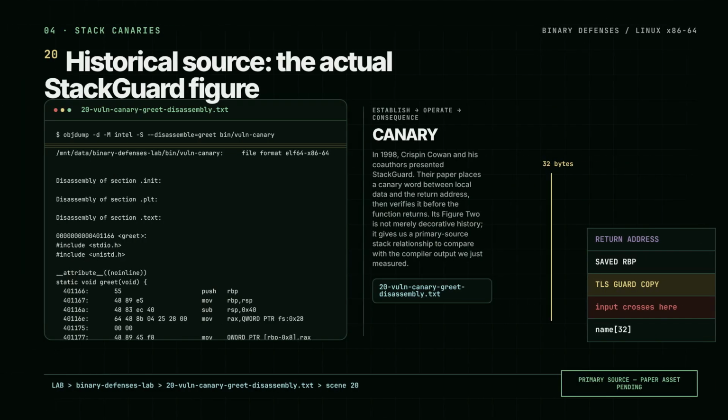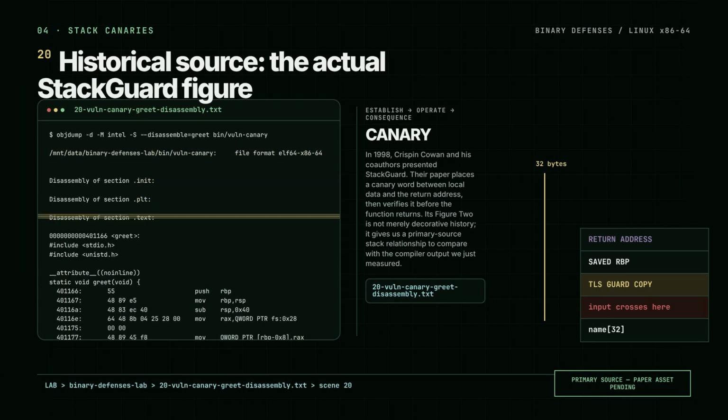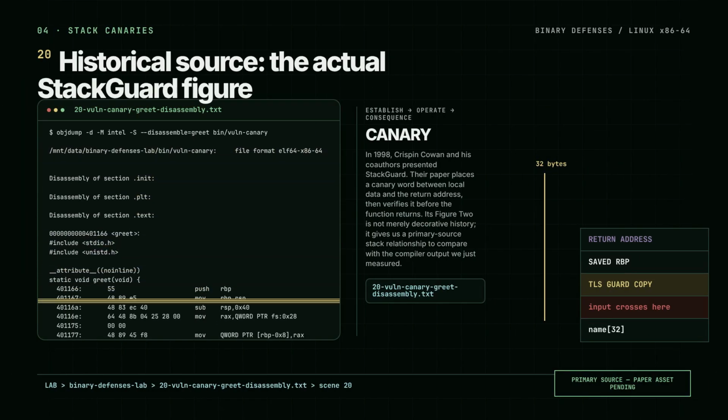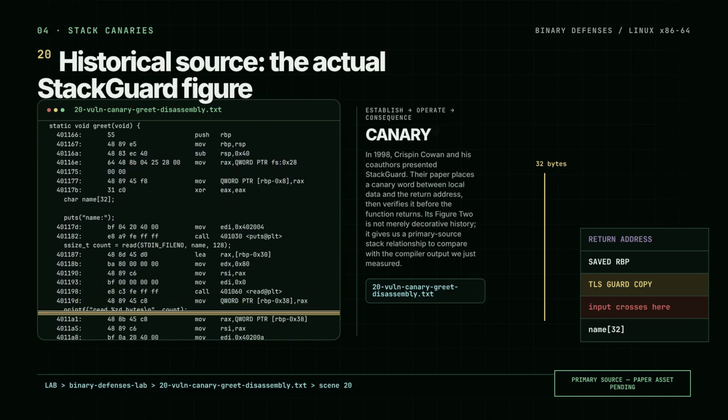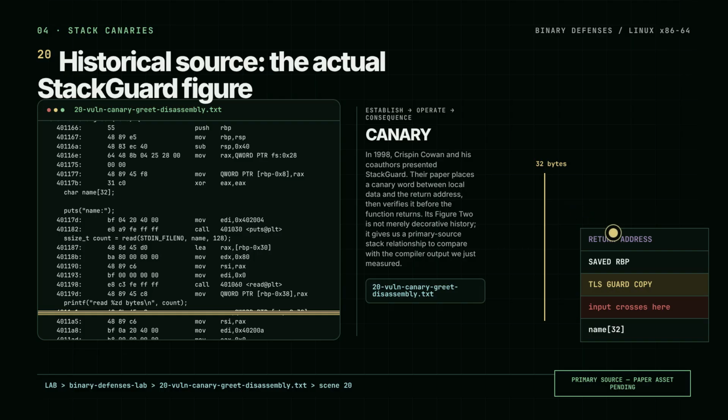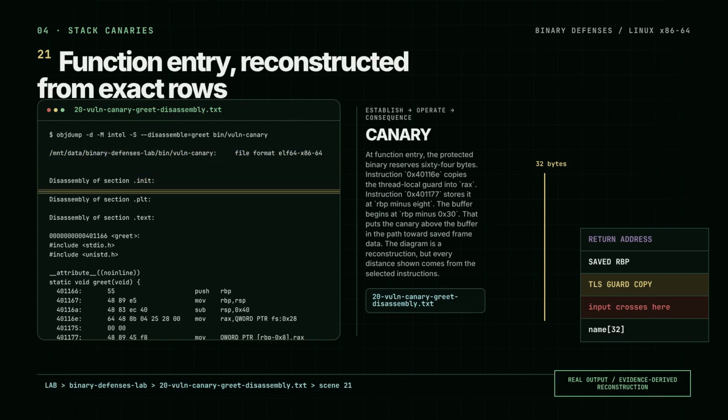These are the values. In 1998, Crispin Cowan and his co-authors presented StackGuard. Their paper places a canary word between local data and the return address, then verifies it before the function returns. Its figure 2 is not merely decorative history, it gives us a primary source stack relationship to compare with the compiler output we just measured. At function entry, the protected binary reserves 64 bytes.